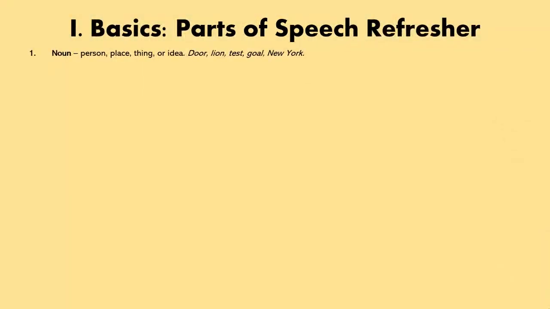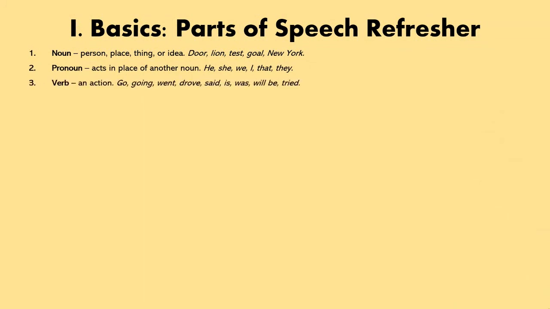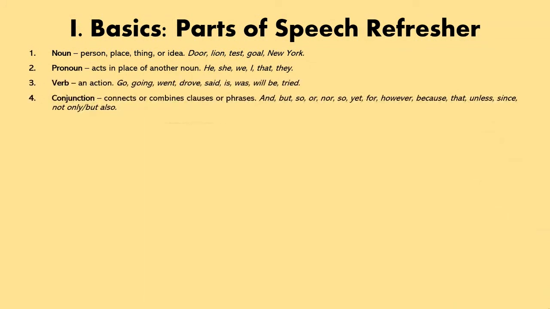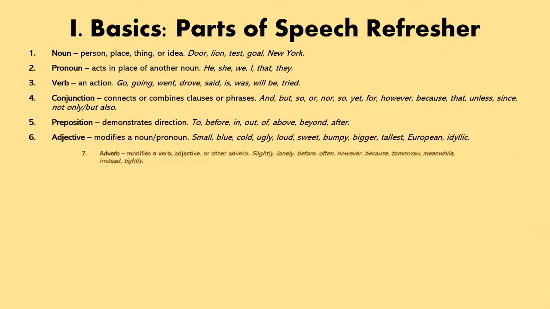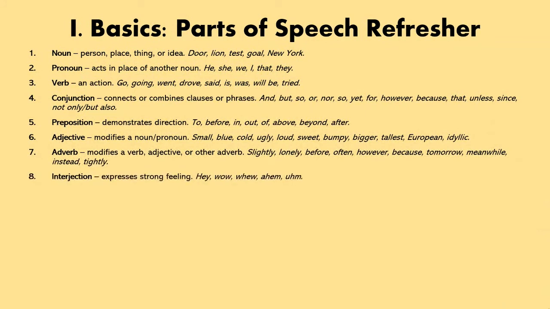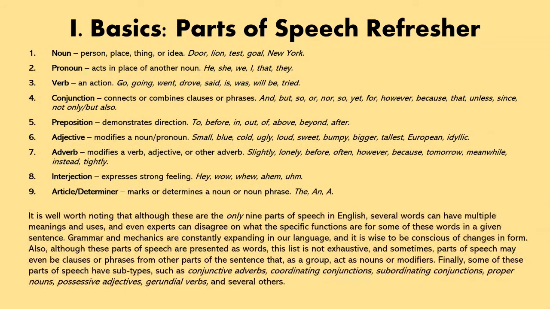As an overview of the parts of speech, you can remember these key elements. Nouns are a person, place, or thing. Pronouns act in place of another noun. Verbs describe an action. Conjunctions connect or combine clauses or phrases. Prepositions demonstrate direction. Adjectives modify a noun or pronoun. Adverbs modify a verb, adjective, or another adverb. Interjections express strong feelings, and articles or determiners mark or determine a noun or noun phrase.